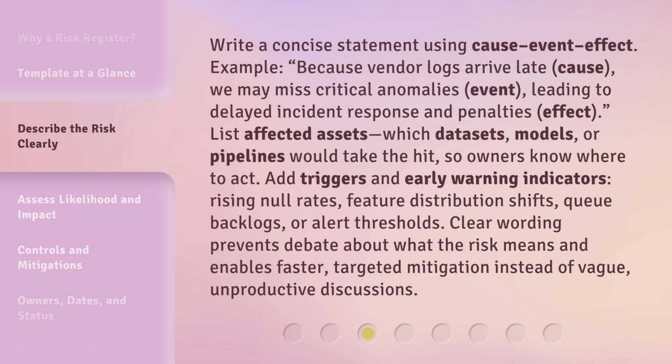Add triggers and early warning indicators: rising null rates, feature distribution shifts, queue backlogs, or alert thresholds. Clear wording prevents debate about what the risk means and enables faster, targeted mitigation instead of vague, unproductive discussions.